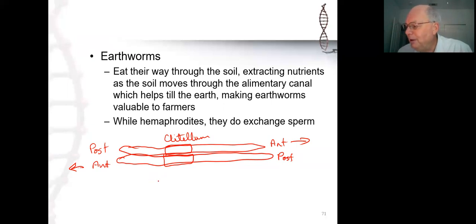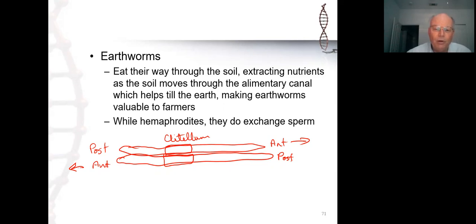The clitellum secretes a foamy mass that surrounds the body of the worm that they crawl through. And they exchange sperm by depositing a packet of sperm into the foam mass of its partner worm. So they exchange sperm that way. The sperm get deposited into this foamy mass.